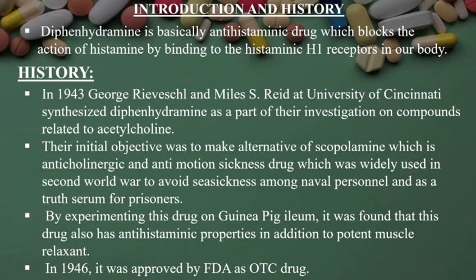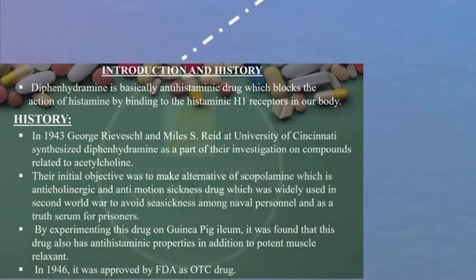Their initial objective was to make an alternative to scopolamine, which is anticholinergic, an anti-motion sickness drug, which was widely used in Second World War to avoid seasickness among naval personnel, and as a truth serum for prisoners. By experimenting with this drug on guinea pig ileum, it was found that this drug also has antihistaminic properties in addition to potent muscle relaxant. In 1946, it was approved by FDA as OTC drug.